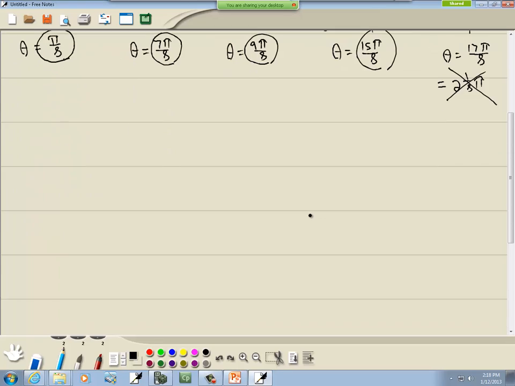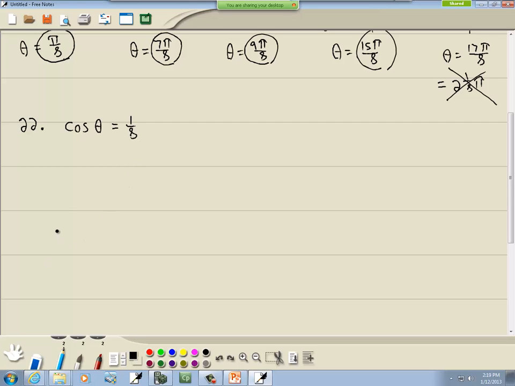Okay, let me make up one, and hopefully this has an answer. Otherwise I'll have to modify it a little bit. Let's see, cosine theta is equal to 1/8. That should have an answer.